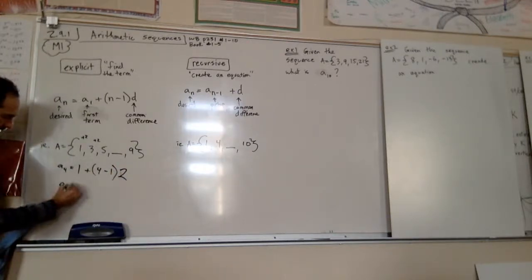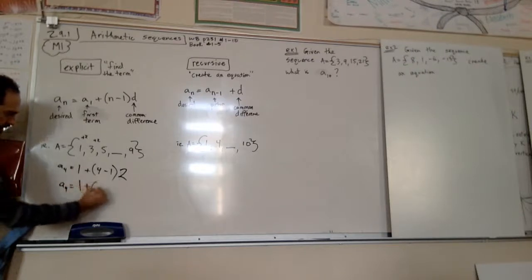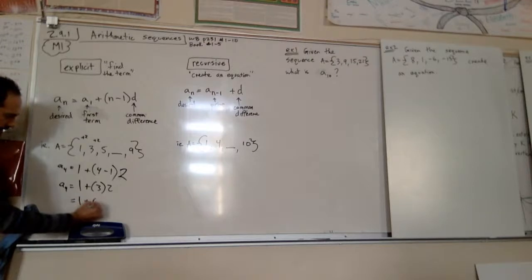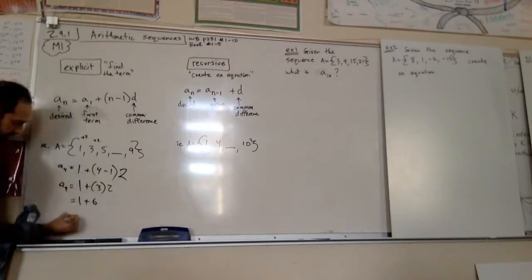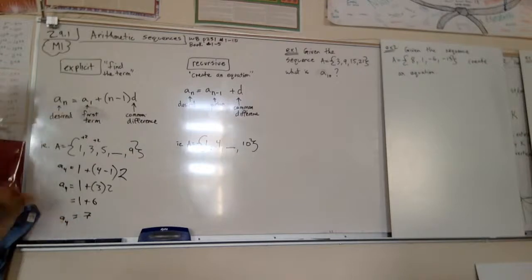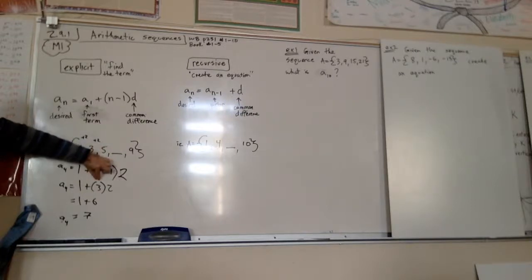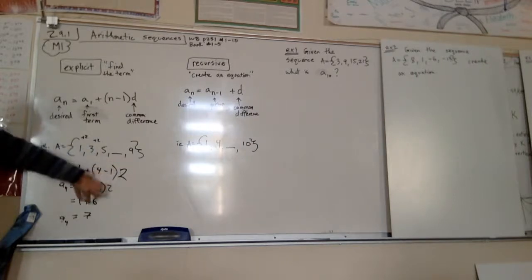We just have to combine these terms. 1 plus 3 times 2. 1 plus 6. 7. Wait. Let's see what we did here. Parentheses, PEMDAS. What do we do first? Parentheses. 4 minus 1? 3. Then PEMDAS. Do we do addition or multiplication first? Multiplication. 2 times 3, 6. Then we do addition, 7.